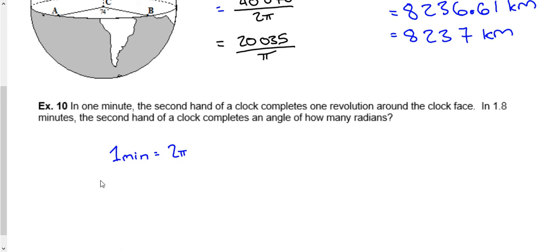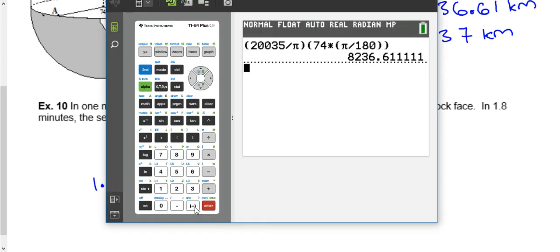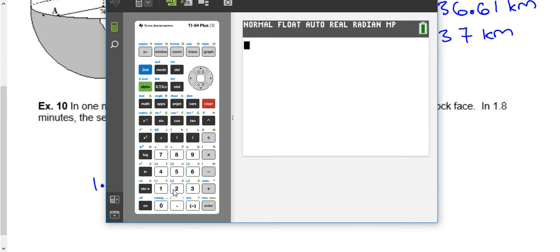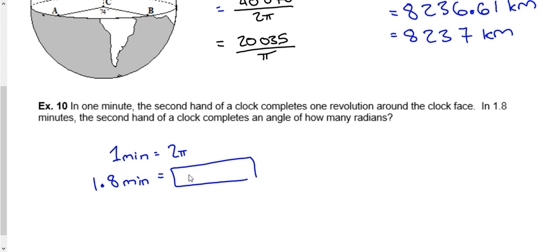We're looking for 1.8 minutes. So we're asking you how many radians is that? So basically this question here is cross multiply and divide. So that's exactly what I'm going to do. I'm going to go 2 multiplied by 1.8 divided by 1. Of course, it's still 3.6. So here I have 3.6 pi. And there we go. And that's our answer in terms of radians.